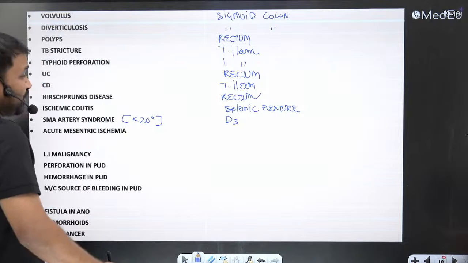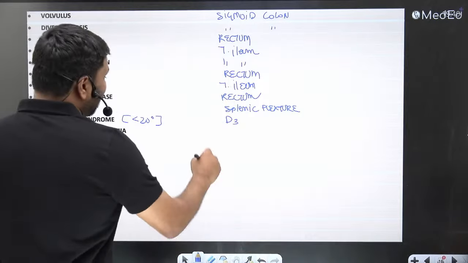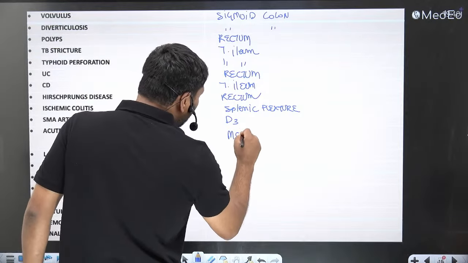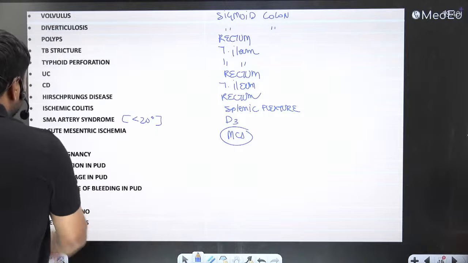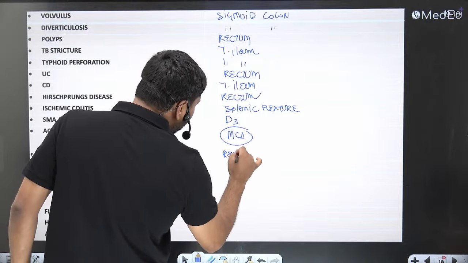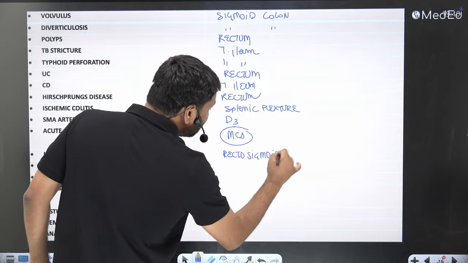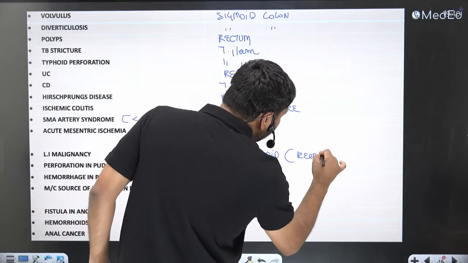Acute mesenteric ischemia. Acute mesenteric ischemia ka most common site kya hai? It is going to be occlusion of the middle colic artery. Large intestinal malignancy. The answer is rectosigmoid. Rectum is more when compared to sigmoid. Single best answer will be your rectum.